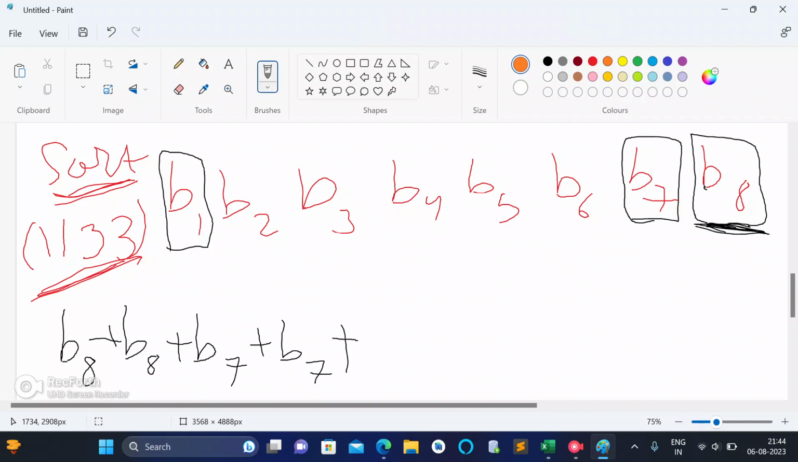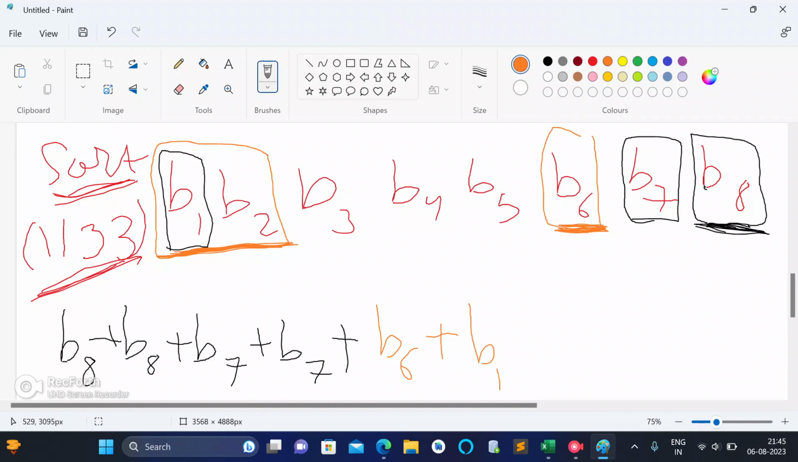What I will do is, for the third friend I want to give him 3 numbers. So one number I will give to him is b6. And the other 2 numbers I will give from the starting. So you know the minimum of b1 and b2 is b1. So I will write plus b1 here. Okay. So my b6 is used up, and my b1 and b2 are also used up.